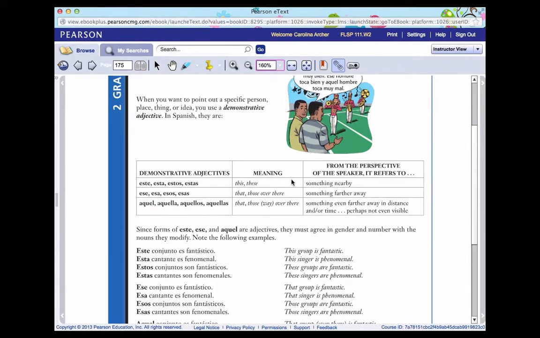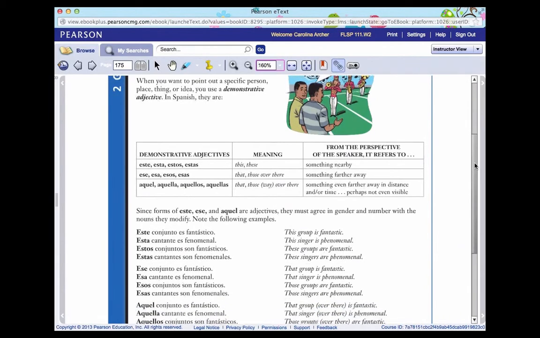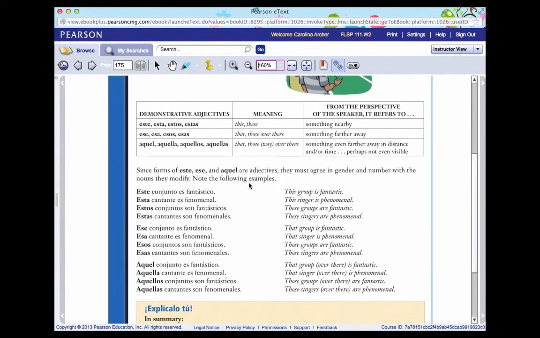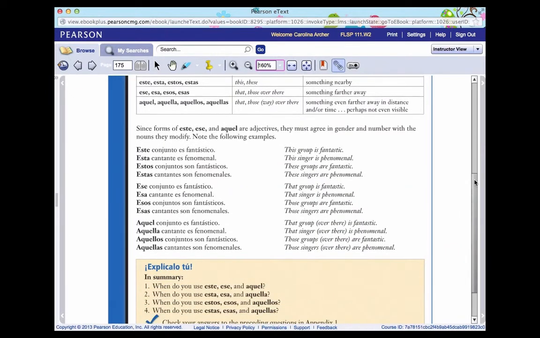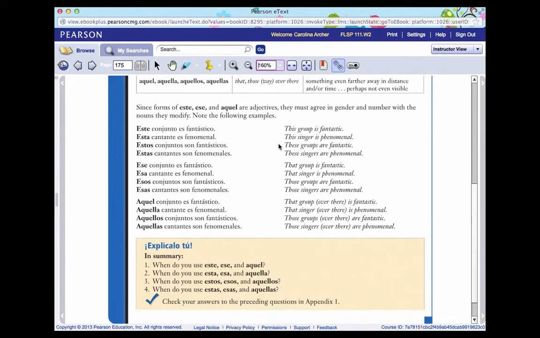So you have gender and number because these are adjectives and they have to agree in number and gender with the noun that they are modifying. Okay. So we have este conjunto es fantástico. Conjunto is singular and masculine, so we have to say este. This group right here is fantastic.